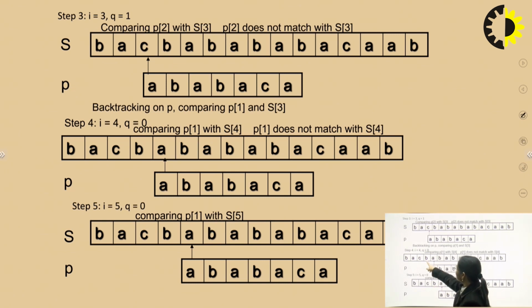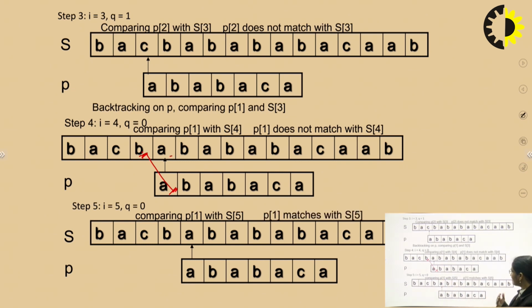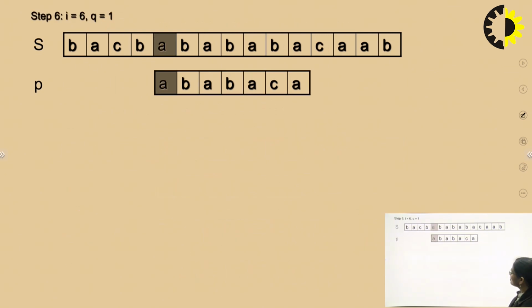Okay, this is the value of s4 and this is the value of p1. Since it doesn't match, we have to shift from this position to this position and compare p1 with s5. Since p1 matches with s5, we move forward and set i equal to 6 and q equal to 1.